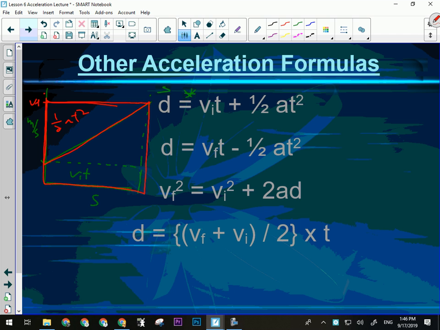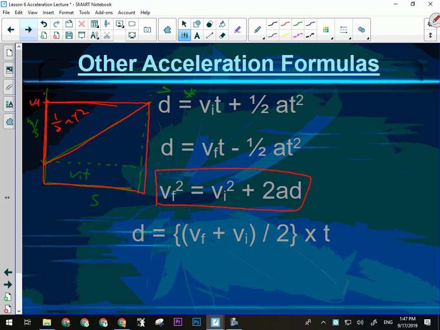You will use these formulas a lot. The third one here, VF squared equals VI squared plus 2AD, will come into play quite a bit in projectile motion, which is the end of the unit. We'll be using it a lot then. It'll calculate any part of this as long as it's manipulated.